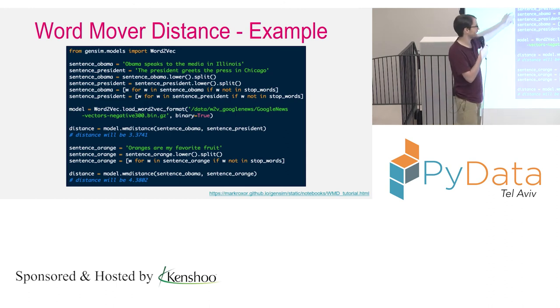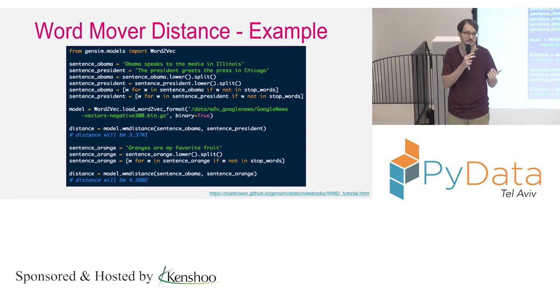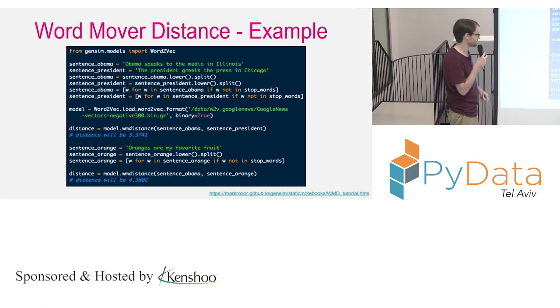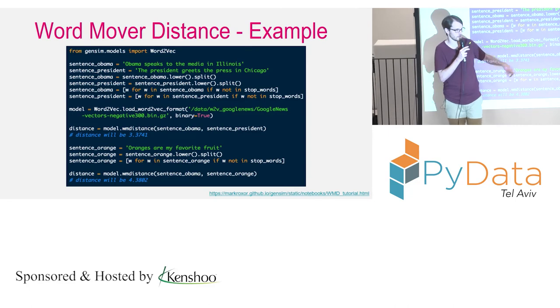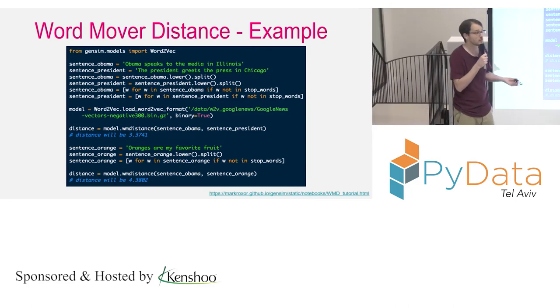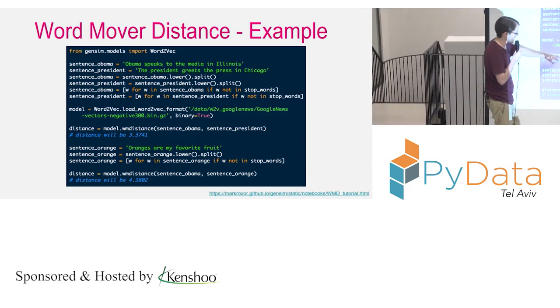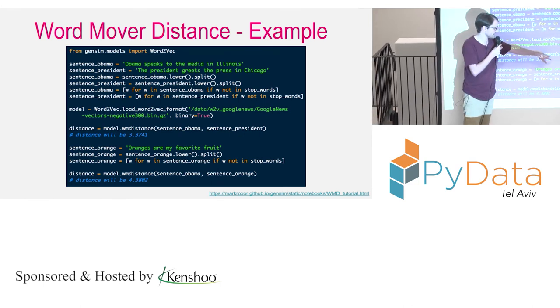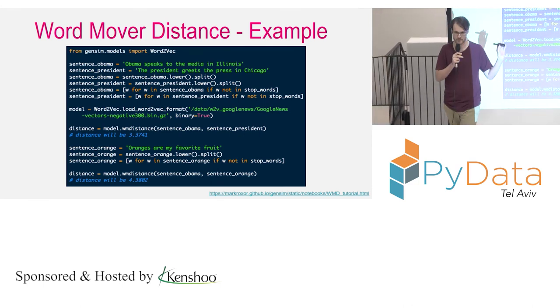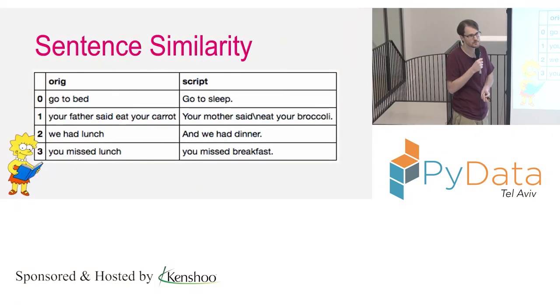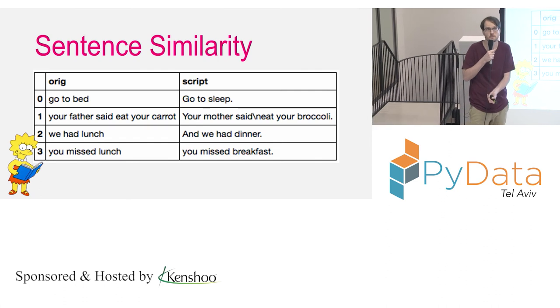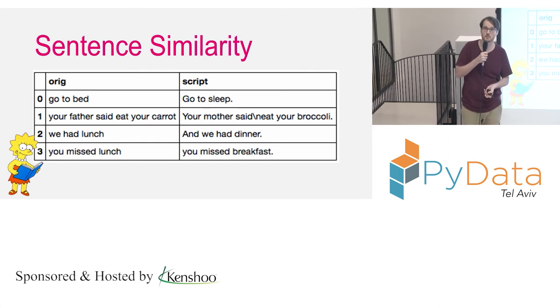How does it work? I have two sentences. I do a very simple preprocessing, which is basically lowercasing and throwing away stop words. I need to load my embedding file. There are a lot of files I can download. And I calculate the word mover's distance between the two sentences. That's it. It's really simple. One thing I like about this method is it has no hyperparameters and it works very well out of the box.